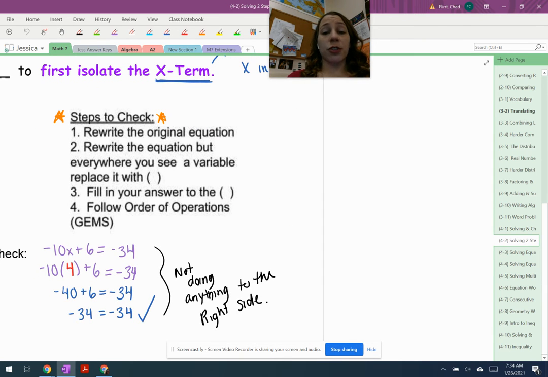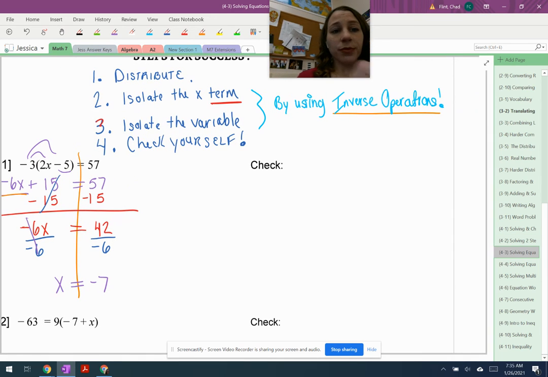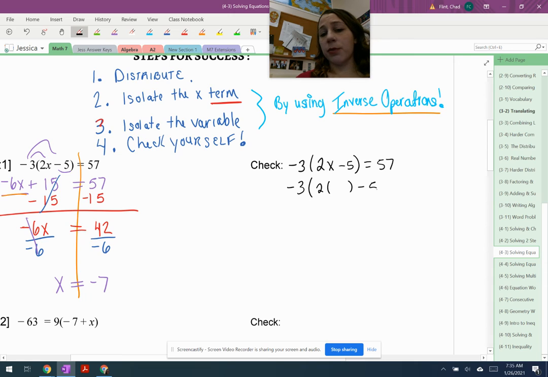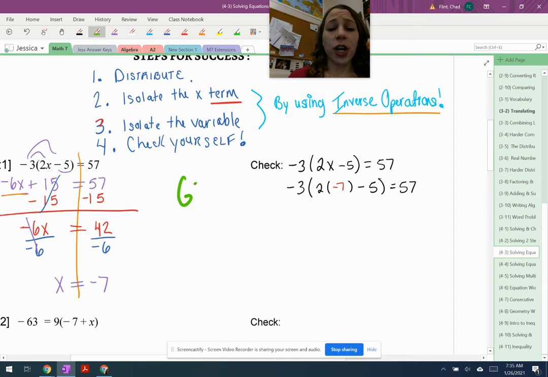So we're going to rewrite that original equation, put the variable with parentheses instead, fill in our answer, and then use those order of operations. So let's give it a go. Rewriting my problem, -3 parentheses 2x minus 5 parentheses equals 57. And doing that again, but replacing my variable with some empty parentheses, so then I can go back in and fill in -7. So now order of operations, or good old GEMS.